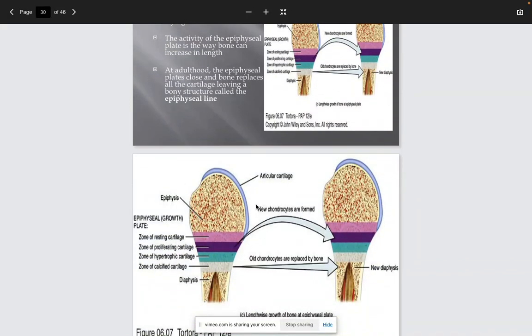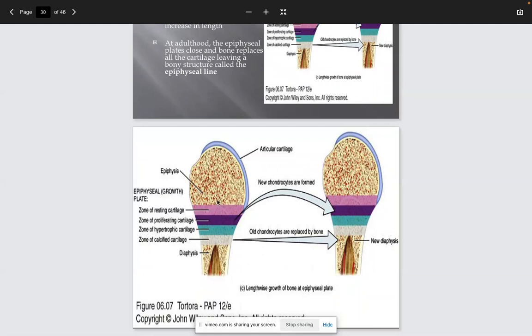Here is a picture of an epiphysis. So again, the epiphysis being the head of the bone. Here's where the epiphyseal growth plate is occurring. Right here, you're having a resting zone of cartilage, proliferating, a hypertrophic cartilage, and a zone of calcified cartilage. So eventually, the chondrocytes, which are the basic cartilage cells, will be replaced by bone. This is how you have an increase in growth.